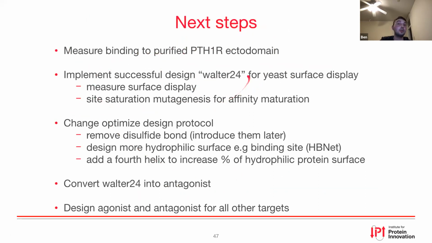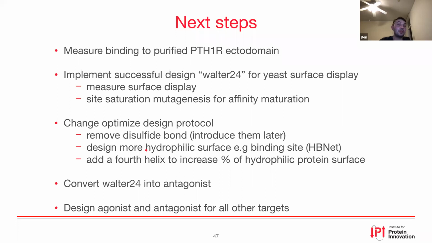We are going to put that successful design in a yeast surface display vector to see if we can display it. That's a good way to do affinity maturation to improve the binding affinity and make it a better agonist. And then we will take the lessons learned from this design to improve our design protocol. One idea is to remove the disulfide bonds in one step and then introduce them later, so we can maybe test more designs in one go.